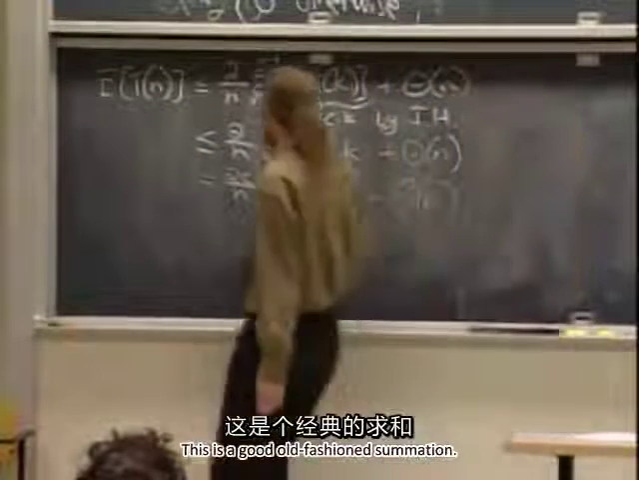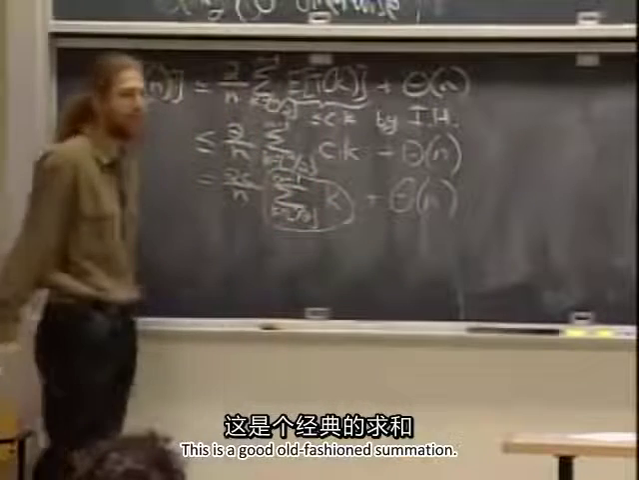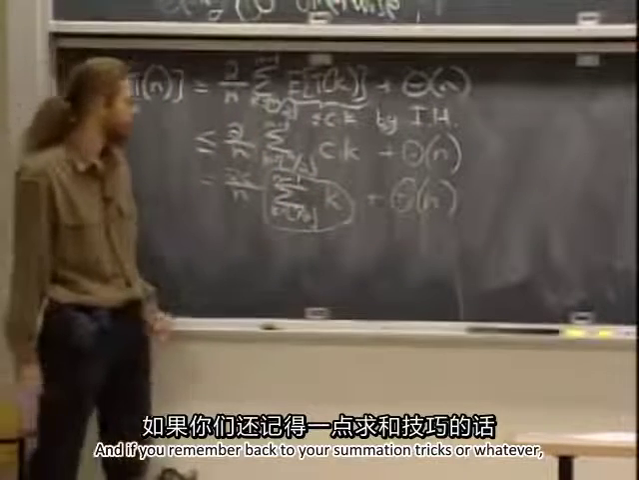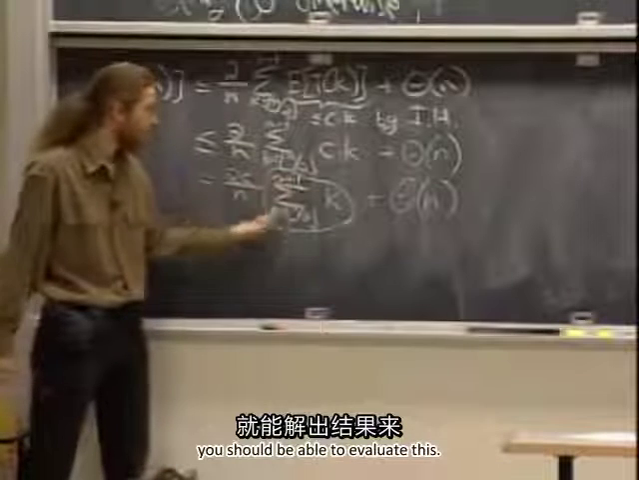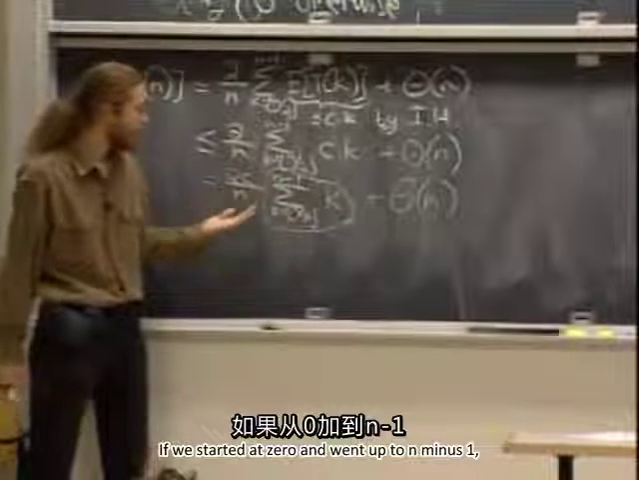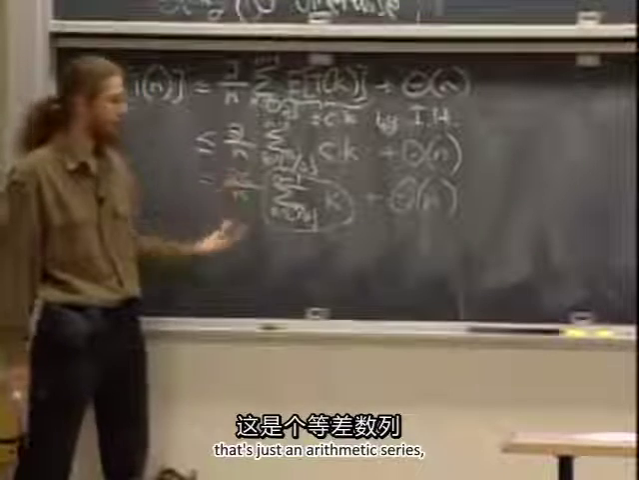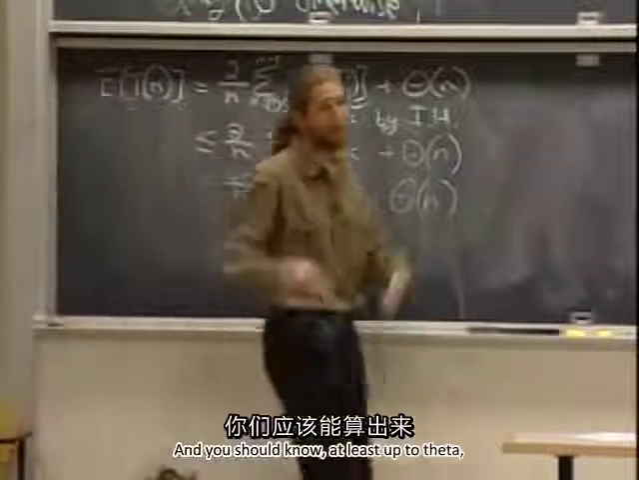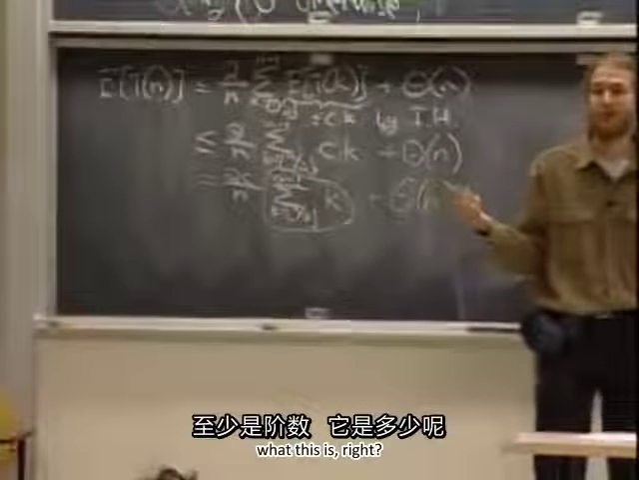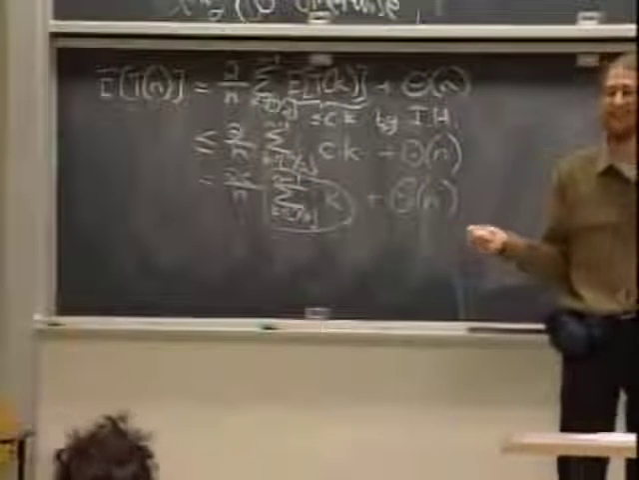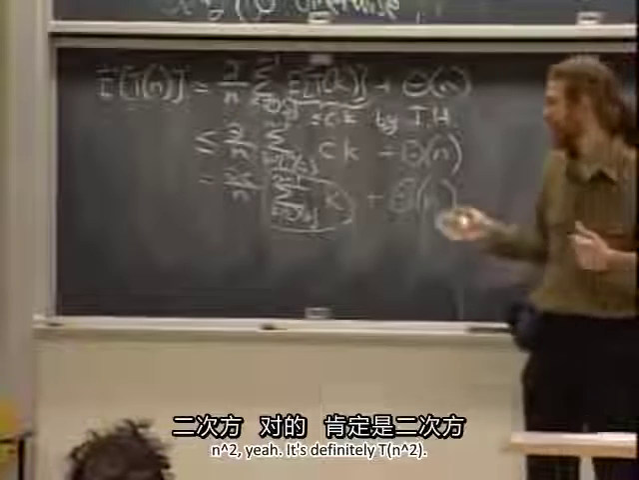Okay, this is a good old-fashioned summation. And if you remember your summation tricks, you should be able to evaluate this. If we started at 0 and went up to n minus 1, that's just an arithmetic series. But here we have the tail end of an arithmetic series. And you should know at least up to theta what this is. N squared, yeah. So it's definitely theta n squared.